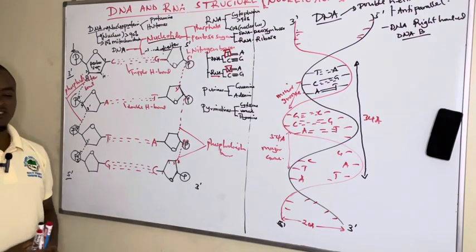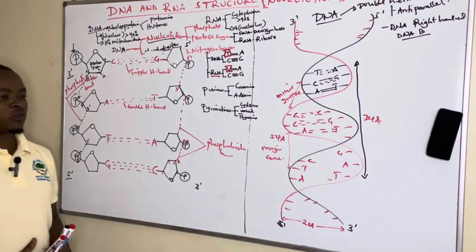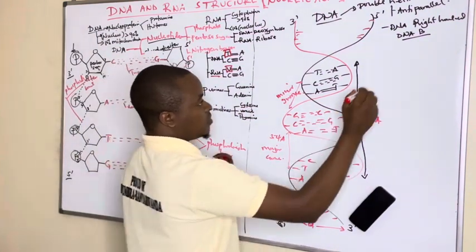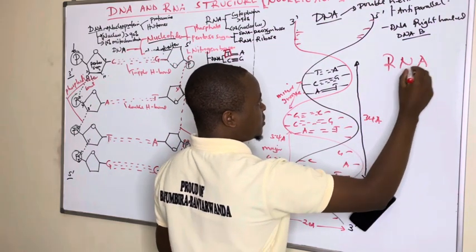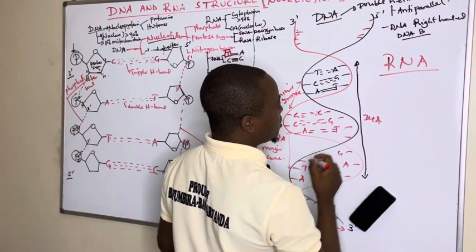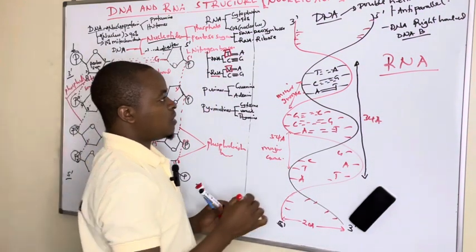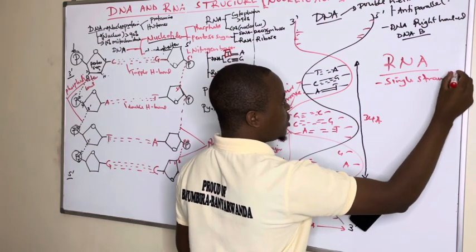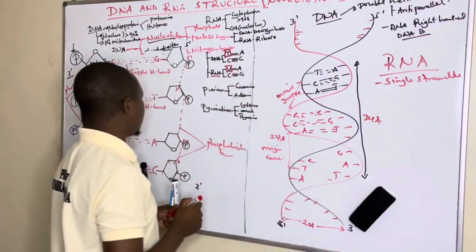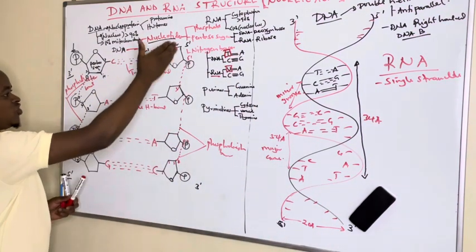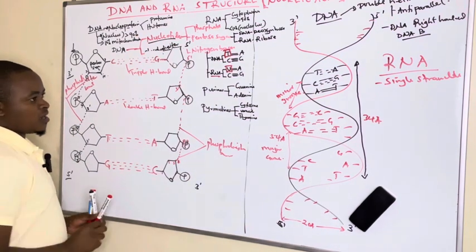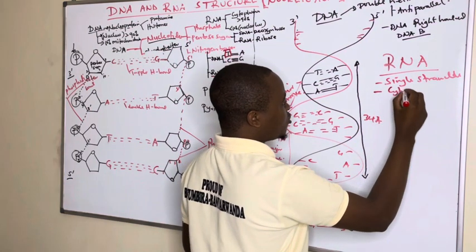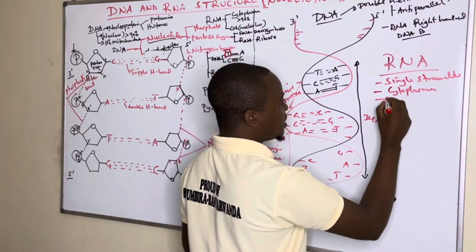So after understanding the structure of DNA in this session, another thing we need to look at is RNA. RNA, which is ribonucleic acid, is single-stranded. It has one polynucleotide chain joined together by phosphodiester bonds. And we said it is found majorly in the cytoplasm, then to a smaller extent in the nucleolus.